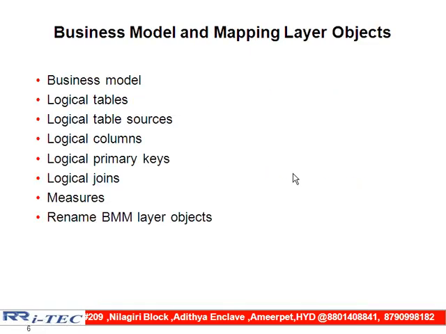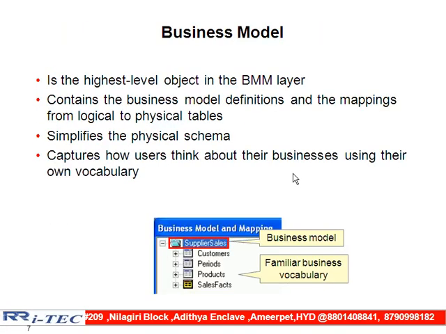Okay. Next one. Business model mapping layer objects. First one is business model. The objects are business model, logical table source, logical column, logical primary keys, logical joins, measures, rename. All the things we have in the BMM layer objects. We'll go one by one. Business model is the highest level object in the BMM layer. Correct or not? What is the highest level object in the physical layer, sir? Database name, data source.